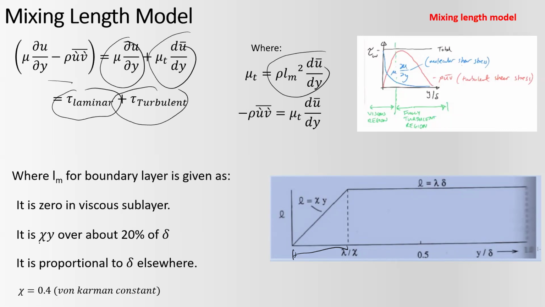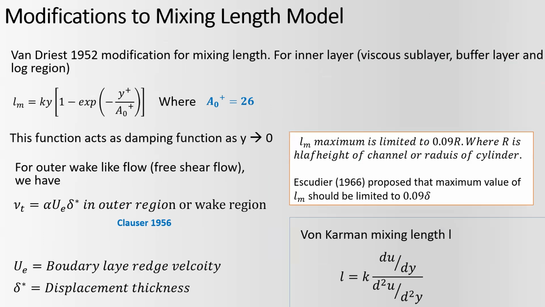The xy region is about the first 20% of the boundary layer thickness. For the first 20% of the boundary layer thickness, you have to apply the formula that is x into y. So it is proportional to both x and y, like at 45 degrees. And after that, the length scale is equal to lambda times delta. Simple thing. Anything you want to ask?